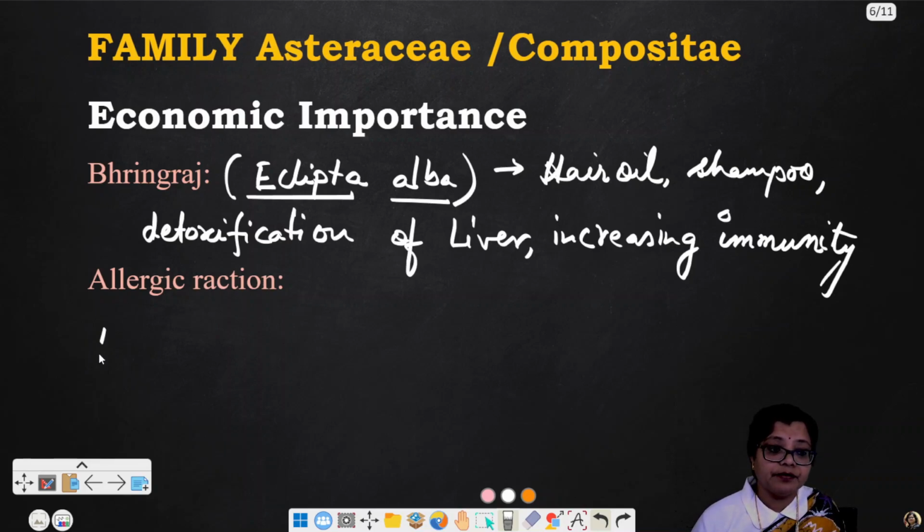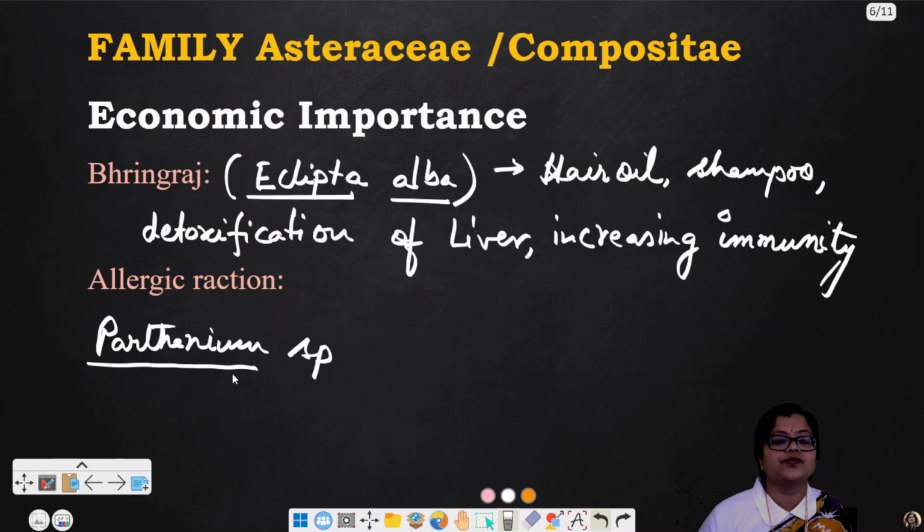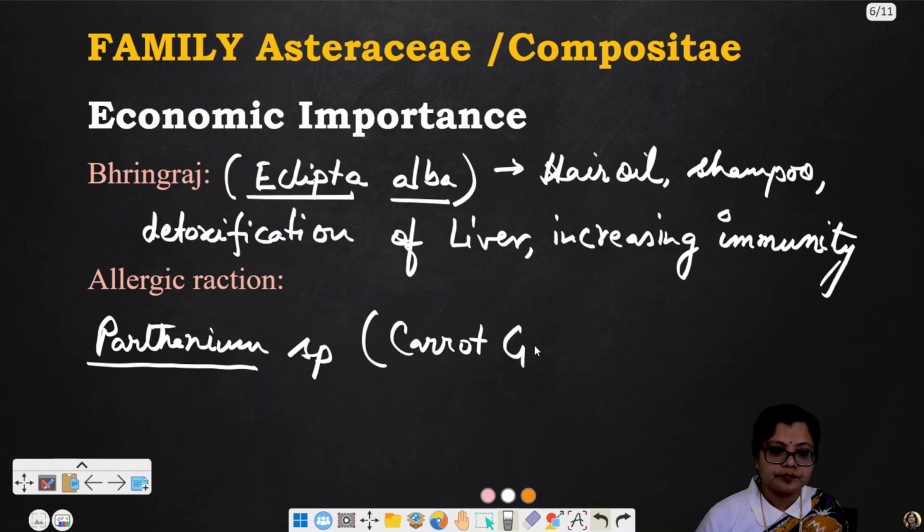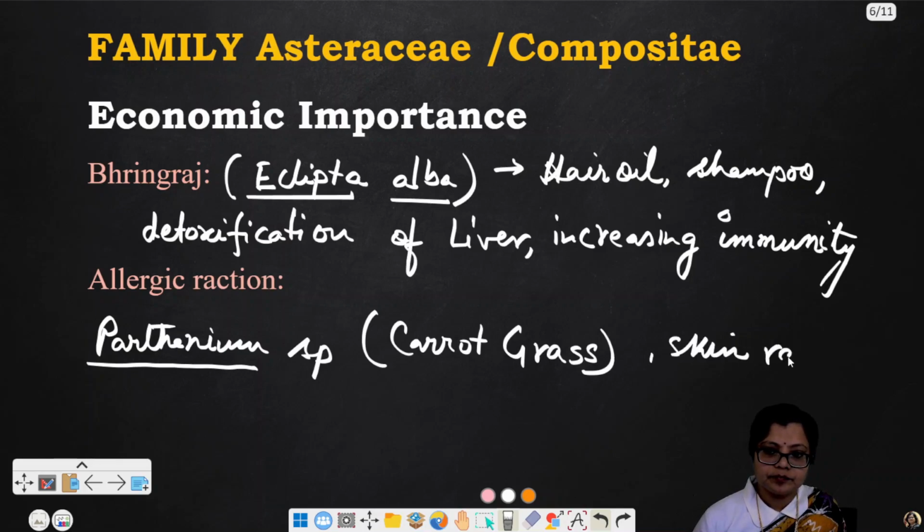Allergic reaction, Parthenium. Where have you studied Parthenium sp.? You will study in class 12, that is sexual reproduction in flowering plants. The pollen grains of the Parthenium, commonly called carrot grass, are responsible for allergic reaction, okay. Skin rashes or running nose.